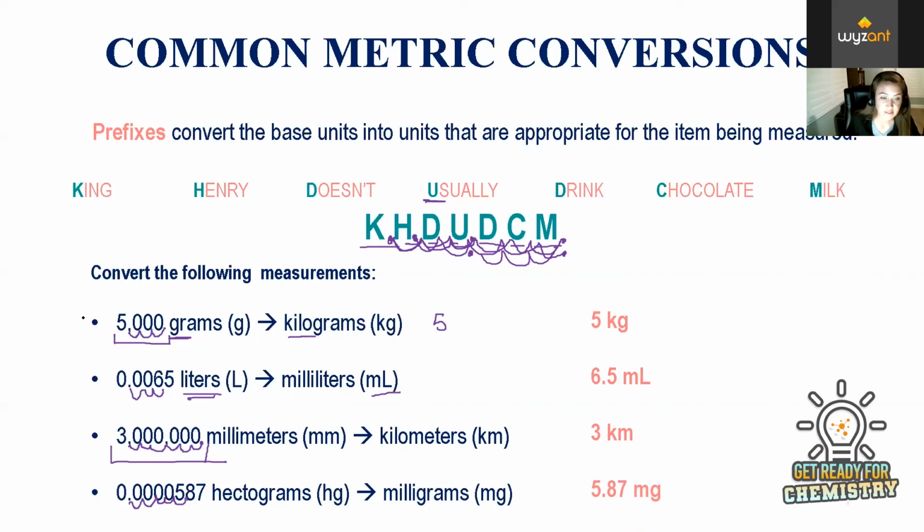So all of these numbers, we were able to convert into more manageable numbers by just changing the metric unit. So this is kind of why we have this metric system, so that we can report different base units into units that are appropriate for the item that we're measuring. So easy conversions for metric.